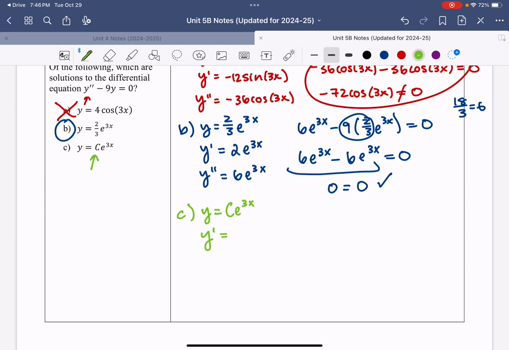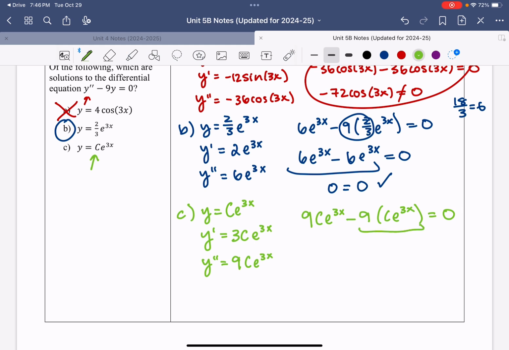Okay, if I derive this, C is just a constant, so when I use the chain rule, I'm going to have 3 times C e to the 3x. And when I derive it again, I'm going to have 9C e to the 3x. So plugging in my derivatives to my differential equation, I'm going to have 9C e to the 3x minus 9 times C e to the 3x equals 0.